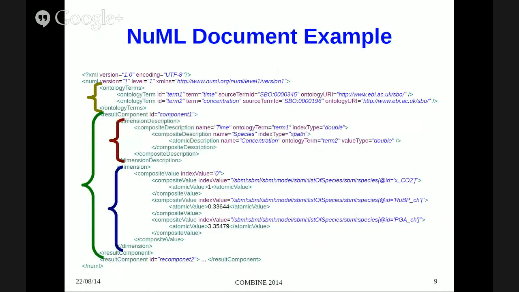You've got a NUML file, and you're defining these ontology terms. You've got terms, but it's not necessarily all agreed on. But here you're saying you've got a term time that is this entity in the SBR ontology, and concentration. And then later on, you're linking back to those ontology definitions for this particular variable. So again, saying you have time, and then linking through to that ontology to define where it comes from.